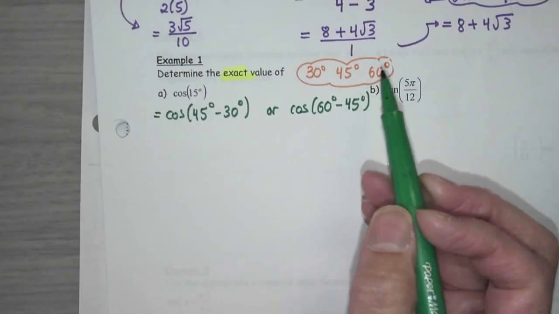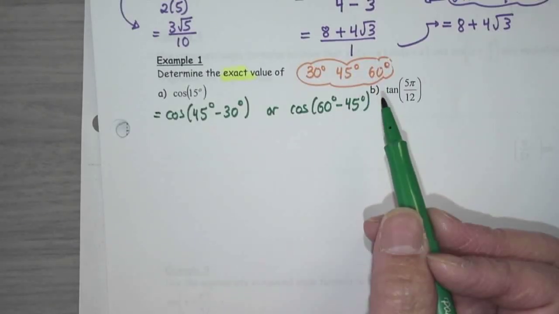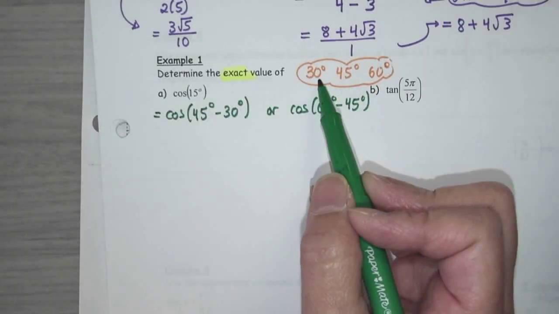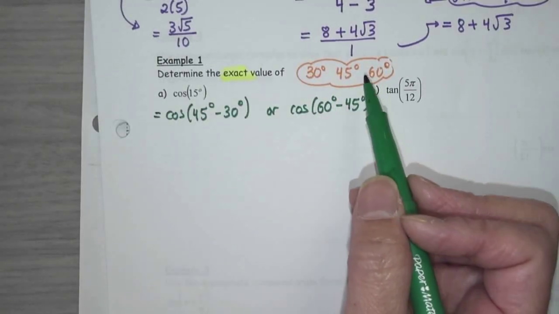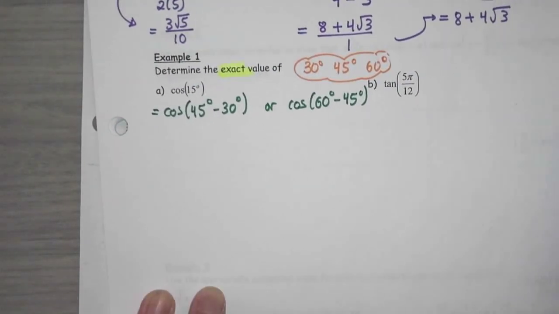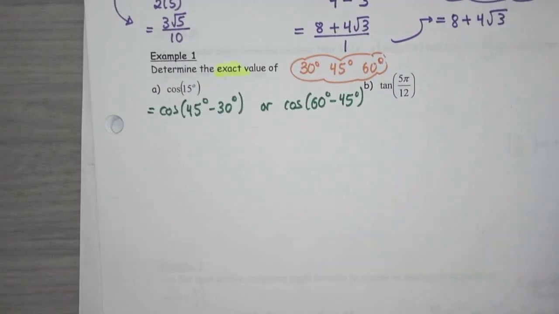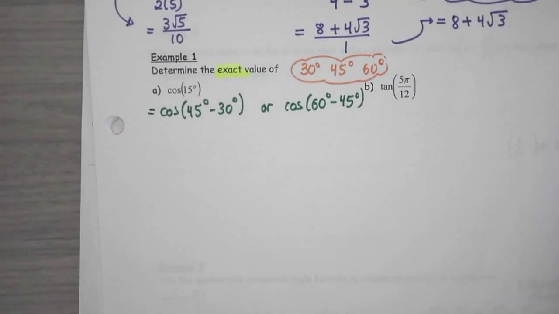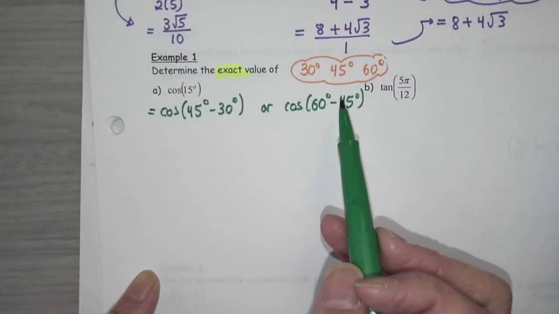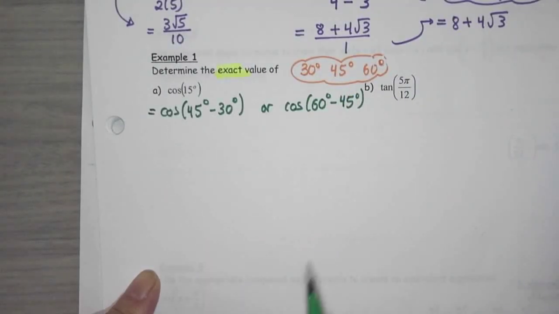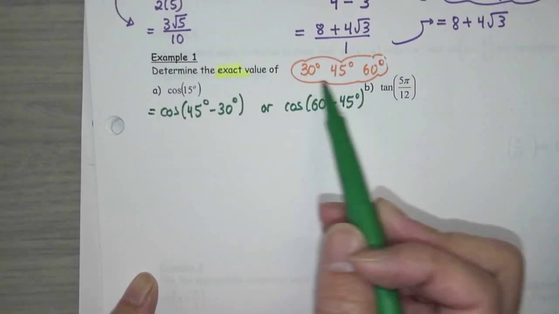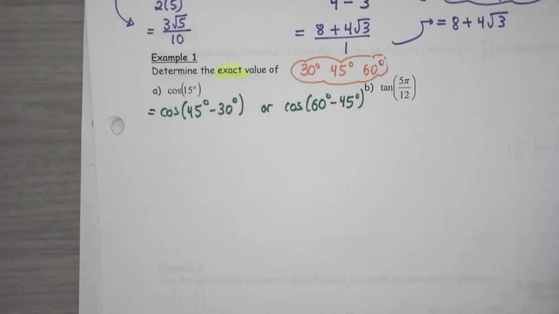I can do 45 minus 60, negative 15. What else can I do? I'm running out. 90, but we already know how to do 90. I'll show you 90 later. But yes, there you go. So that's why this is so nice. It's because it broadens our exact value answers. Because before we could only do 30, 45, and 60. But now we can do any combination of those. So 75, 15, 105. Good?